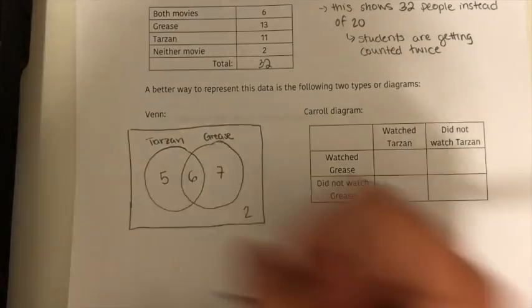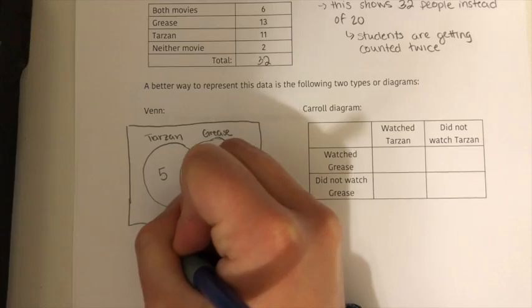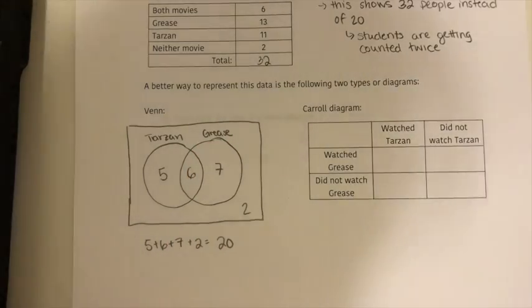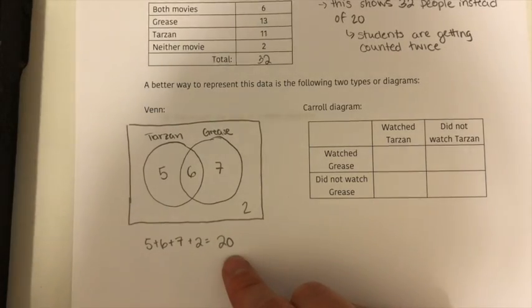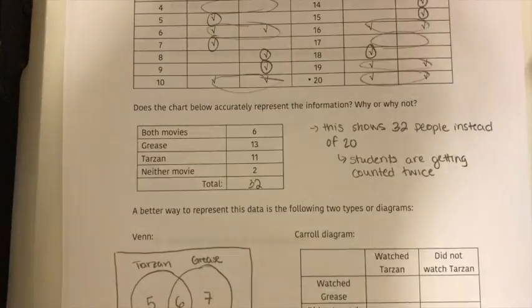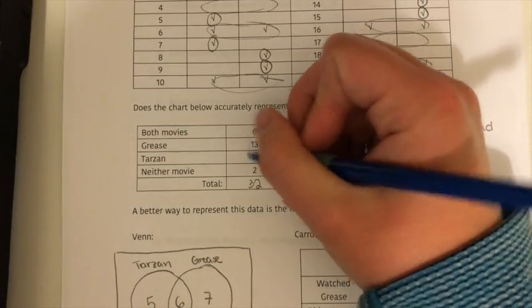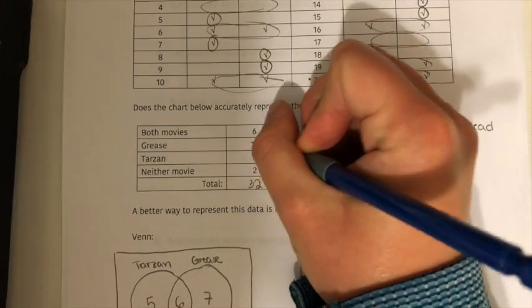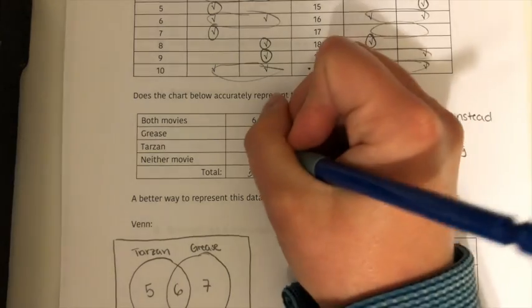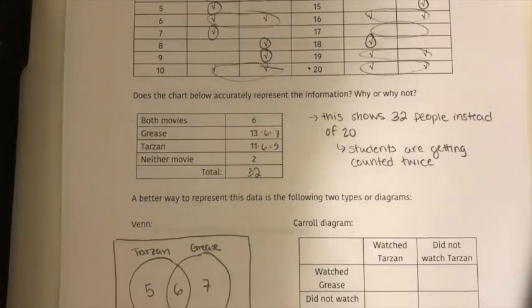Okay, so now when we total up these numbers, 5 plus 6 plus 7 plus 2, we get 20, which makes more sense because 20 people were surveyed. Okay, what happened here is that Grease and Tarzan, the individuals, all of this overlap got double counted. So if we subtracted 6 there, we'd get the 7 that just watched Grease. And if we subtracted 6 there, we would get the 5 that just watched Tarzan.